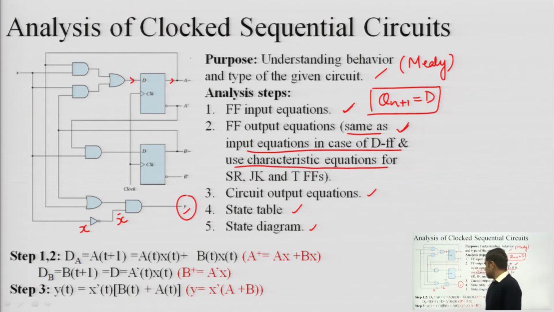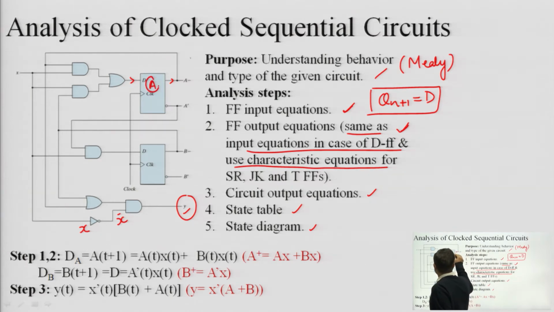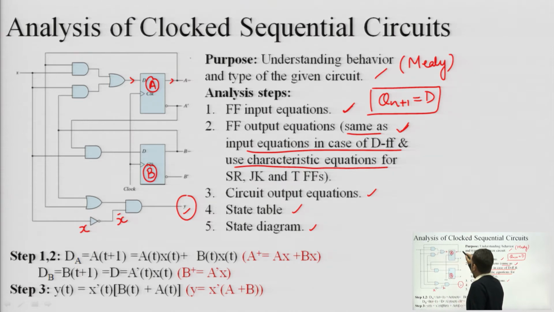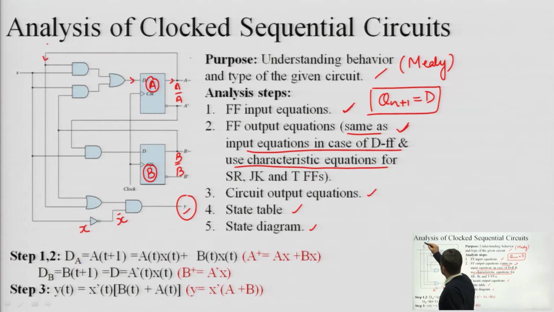So let's start analyzing the circuit. In this we can check that there is a flip-flop A and there is a flip-flop B. The output of the A flip-flop is termed as A, and this is A and A complement. Similarly this is B and B complement. So we can check that this is A, and this is A.